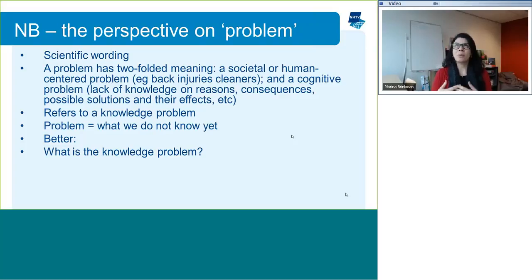What is it that I need to know first in order to be able to come up with prototypes, which will possibly be the answer for the new lobby design that the hospital is facing? So this is the perspective on problems that I would like you to adopt when you think of how you formulate the research questions.